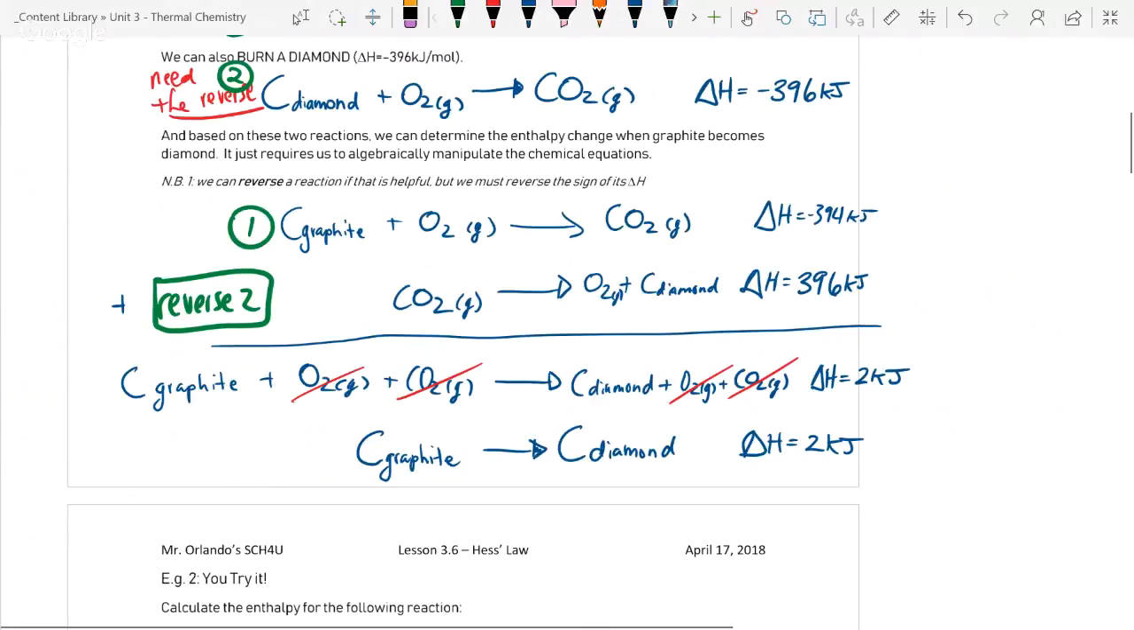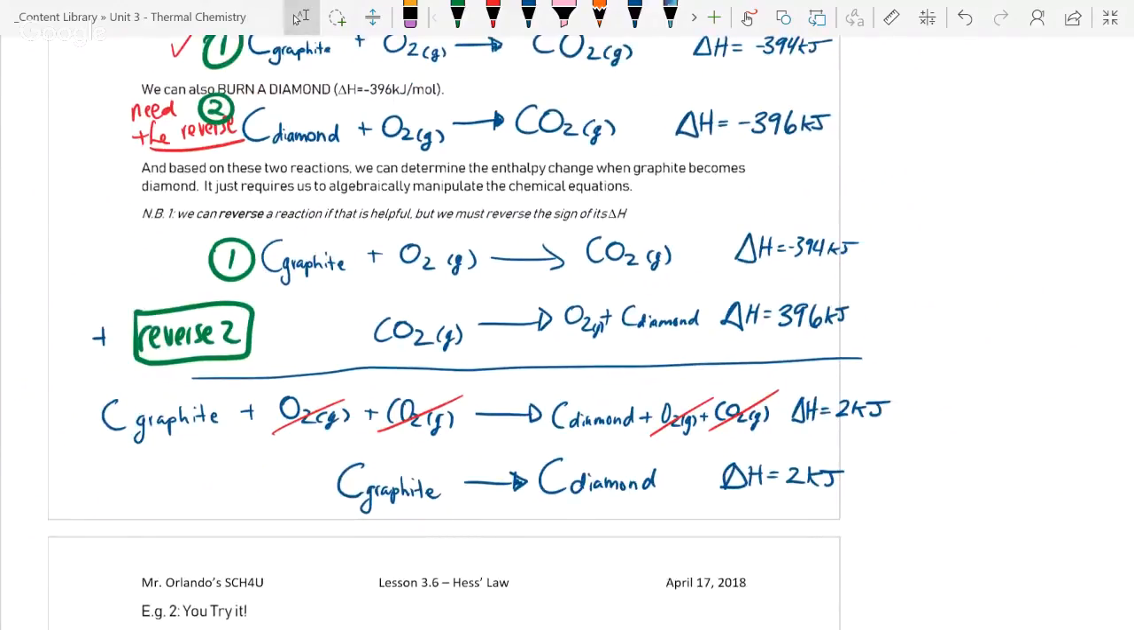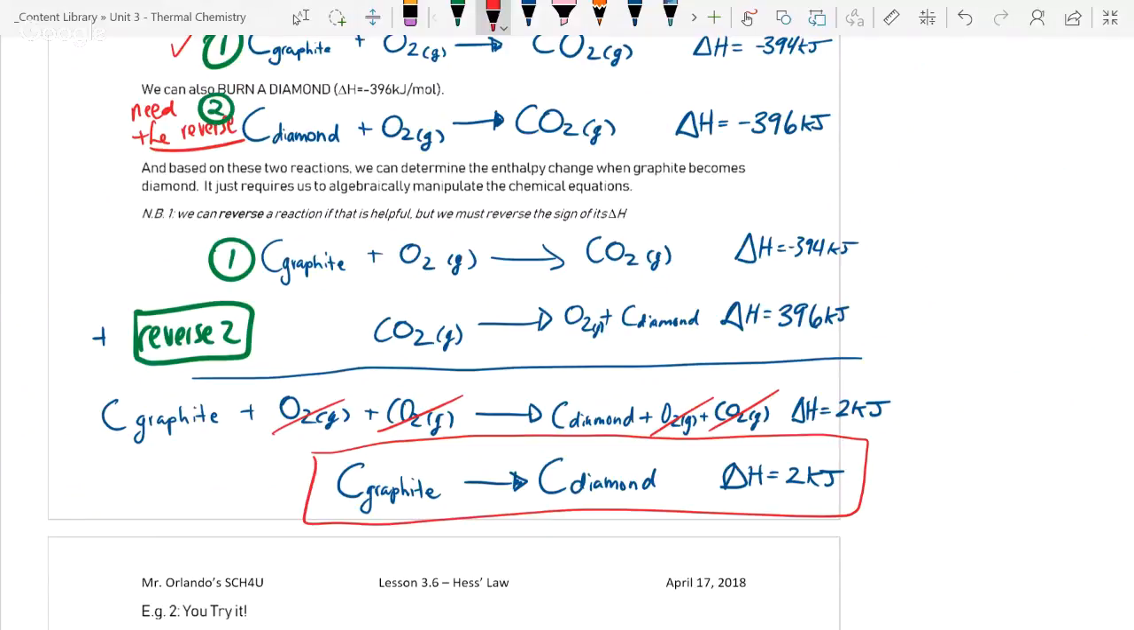So this process of figuring out the enthalpy change of one reaction using other reactions was pioneered by a gentleman by the name of Hess. His last name was Hess. I don't know his first name. I should look it up. And so we call this Hess's Law.